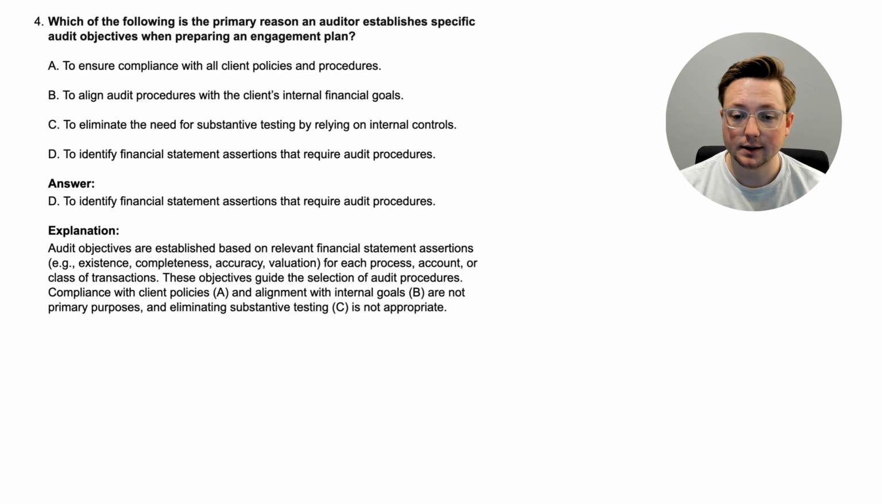These objectives guide the selection of audit procedures. Compliance with client policies, that was option A, and alignment with internal goals, that was option B, are not primary purposes, and eliminating substantive testing, that was option C, is not appropriate. Again, pretty much never are you going to eliminate substantive testing. That's something you're going to need because there's just always inherent risk. There's always something that you need to test for. Now, with all that, let's go to the next question.